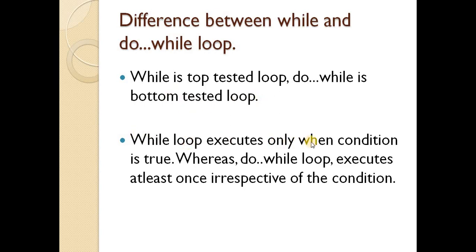While loop executes only when the condition is true, whereas do while loop executes at least once irrespective of the condition. So this is a very major difference. In while, as the condition is tested at the top, it will execute only and only when it is true. In do while, it is going to check the condition at the bottom. That is why the first time when it is executing, it does not check the condition, and it is going to execute once even though the condition is going to be false.